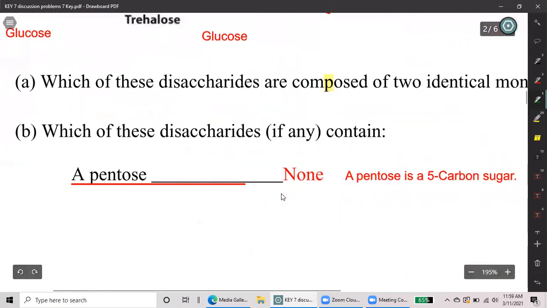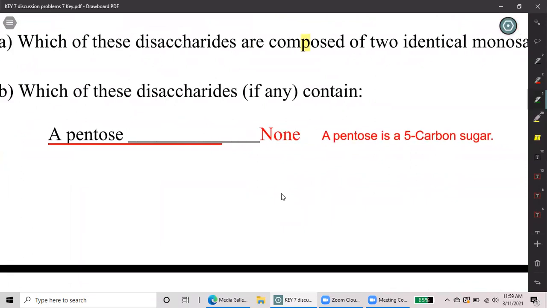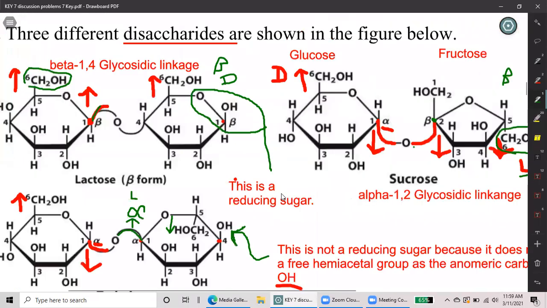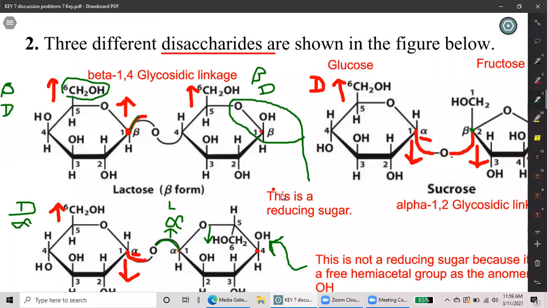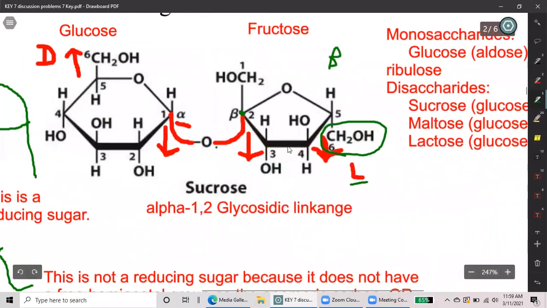So now we're going to go ahead and answer some questions. A pentose, do we have a 5-carbon sugar? We do not. When I first saw this, I thought this guy had to be a 5-carbon sugar because the ring is smaller. Well, let's check it out. We have 1 carbon over here, 2 carbons over here, 3, 4, 5, and carbon number 6 is down here. So there's 6 carbons.